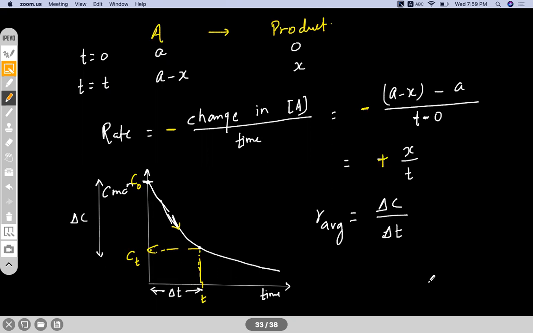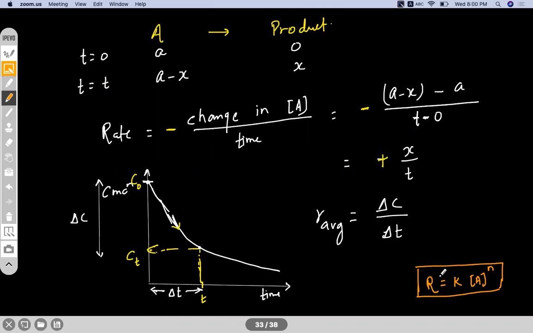If I give you one small piece of information here, the rate expression we can write as K times the concentration to the power N, where N is the order of the reaction. You know this relation, right? You haven't done this chapter in school? No, sir. We haven't done it in school.